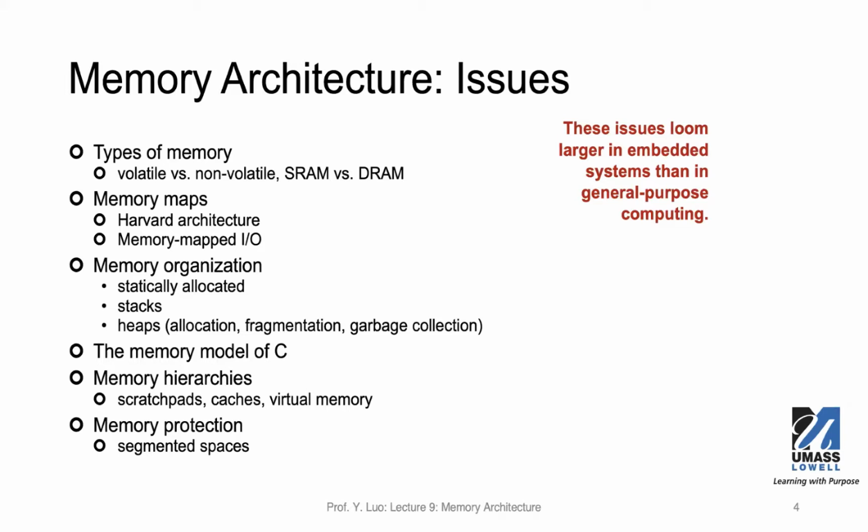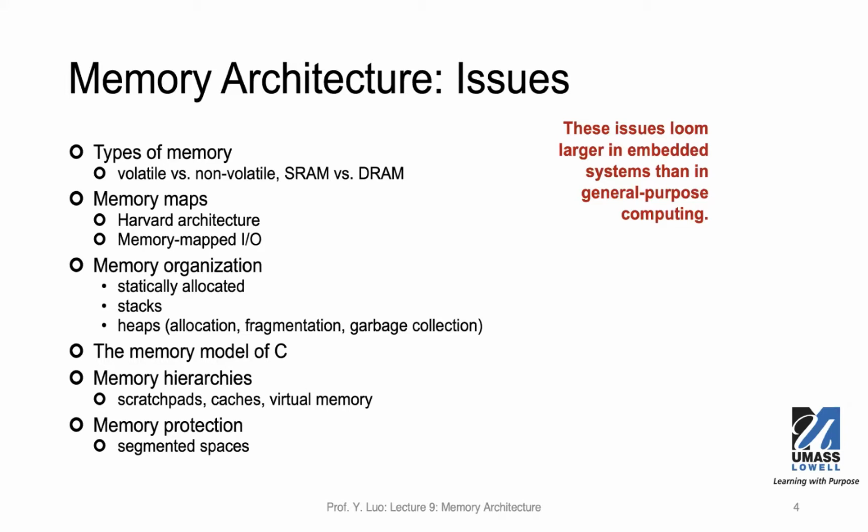We also have issues about memory maps. Hardware architecture is the one used very often by embedded microcontrollers. And memory mapped I/O, like the memory map we showed earlier: some of the registers can be mapped to both. The I/O registers can be mapped in memory address space, and you can access them either way.